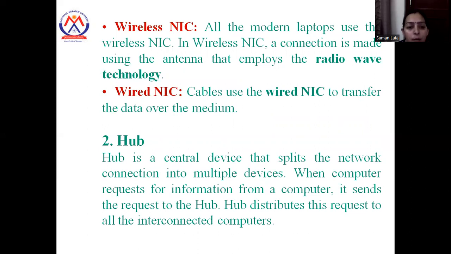Next component is hub. Hub is a central device that splits the network connection into multiple devices. When a computer requests for information from a computer, it sends the request to the hub. Hub distributes this request to all the interconnected computers. Basically, hub receives request from a computer and then it broadcasts the request to all the computers within the network so that the request of the requesting computer can be served, but it broadcasts the request to all the interconnected computers.